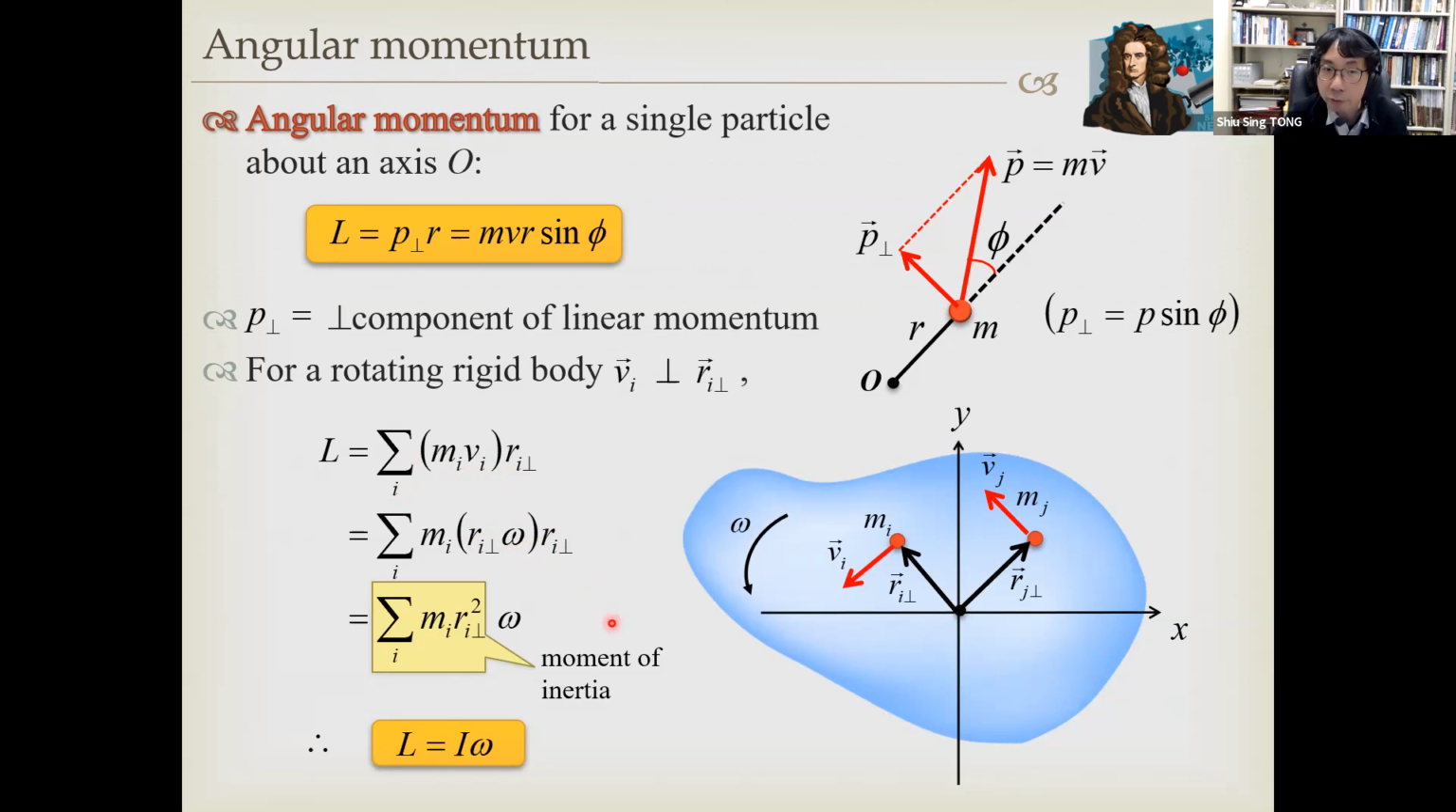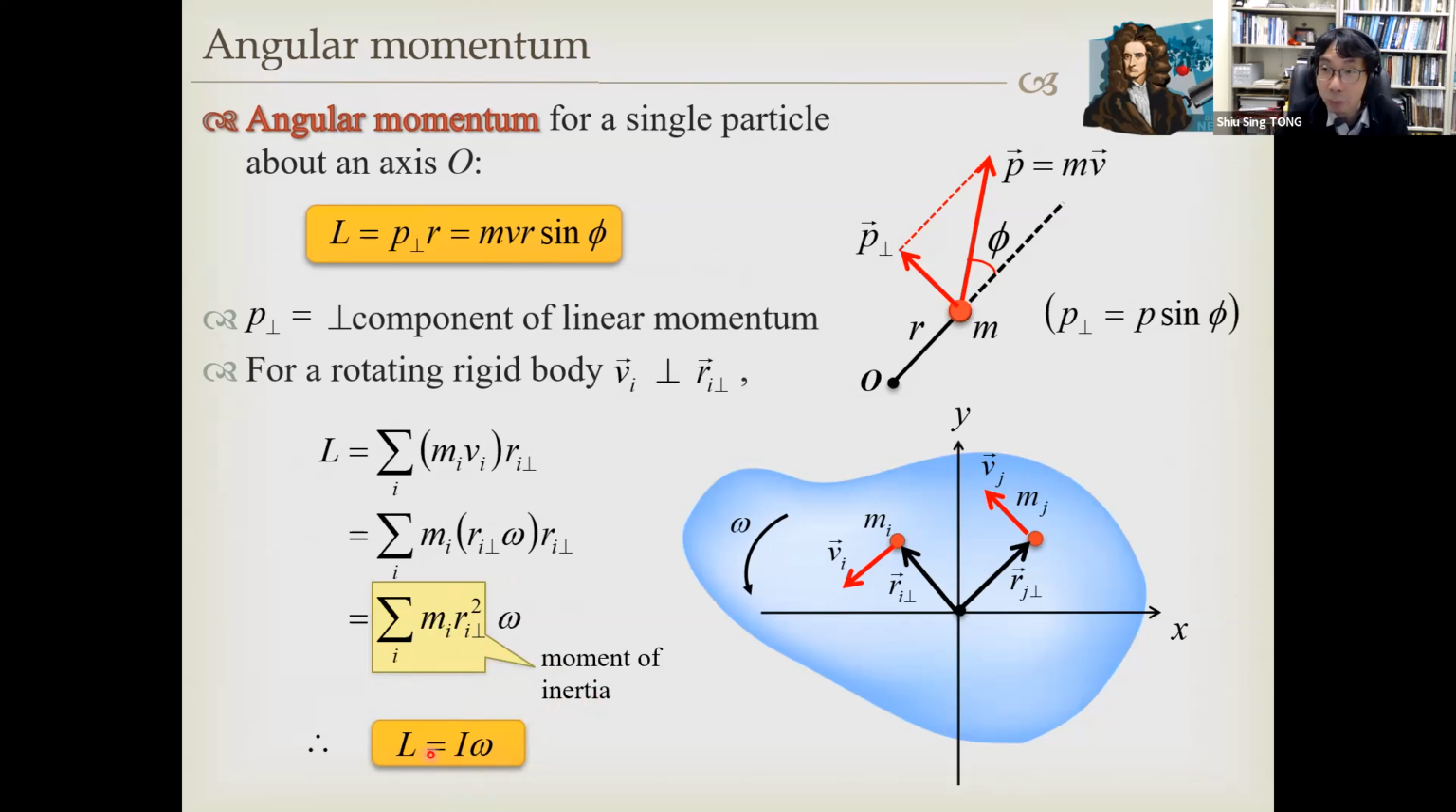Now I take the factor omega out because it's common to all the particles in the object. They all share the common angular velocity, so I can take it out. And you can see now what is inside the bracket. What is inside the summation is summation m_i r_i perpendicular squared. But that is exactly the moment of inertia. So now I have the moment of inertia multiplied by omega equal to the angular momentum.